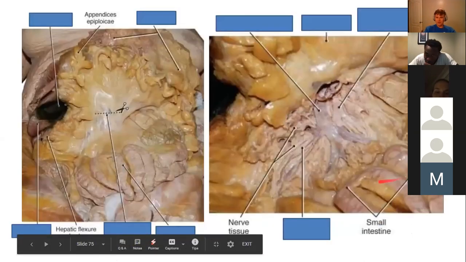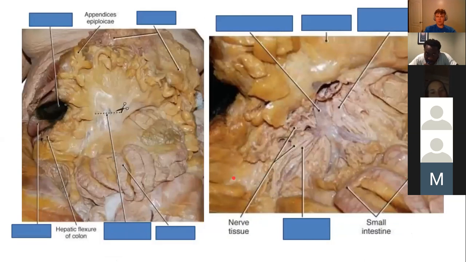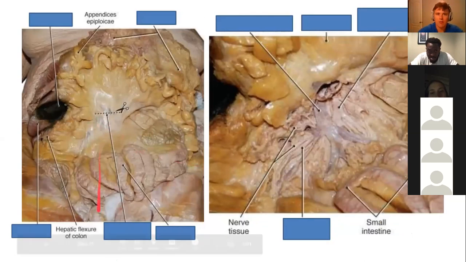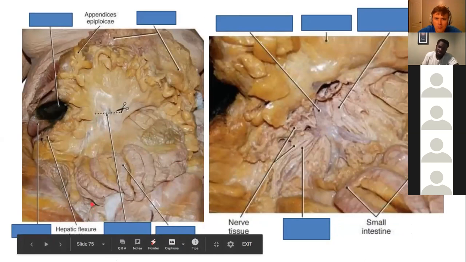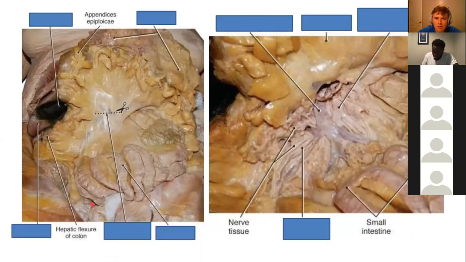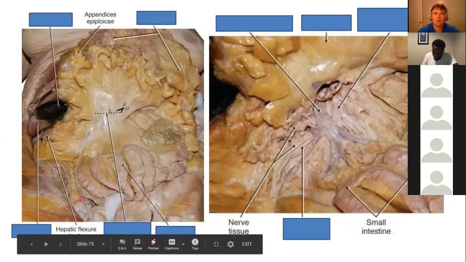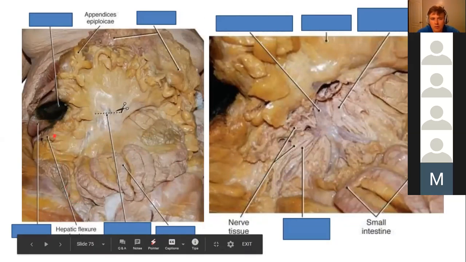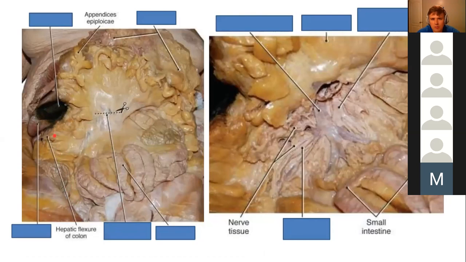Does anybody know why it's secondary retroperitoneal? I didn't catch why. I thought it just had something to do with the layers. Maybe because, compared to the liver, it's still kind of suspended, but it's stuck to the liver. I don't know. I remember that other professor talking about it in the lecture, but I don't know if we'll have to know it.